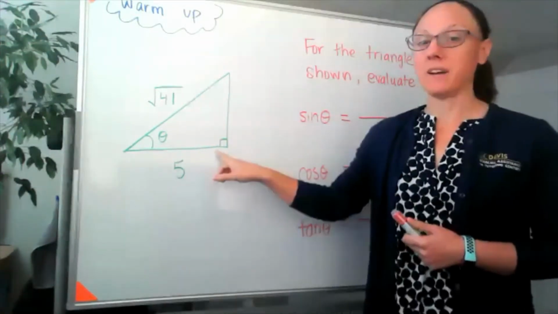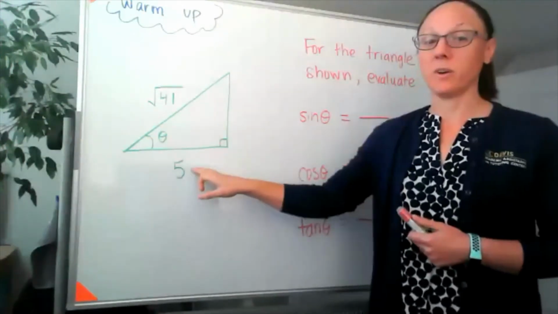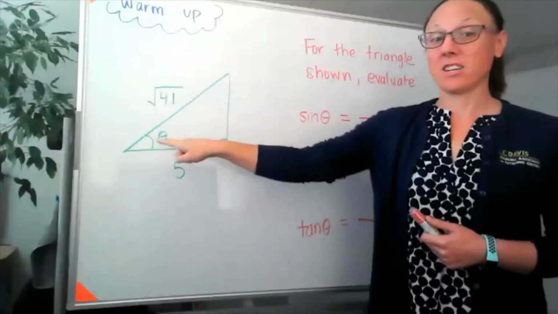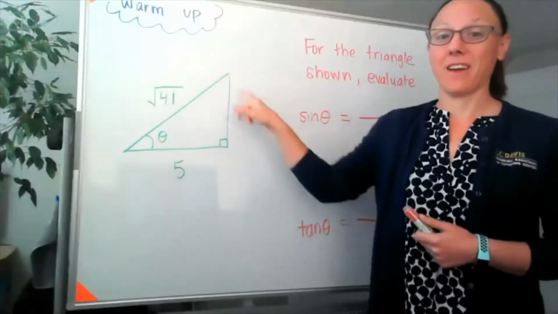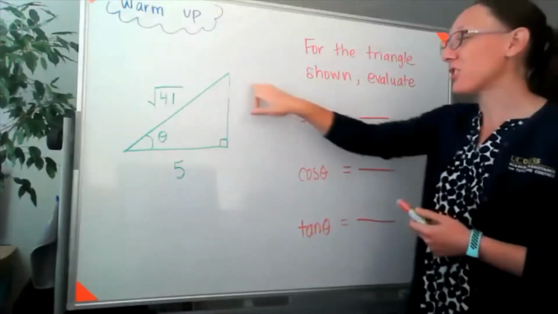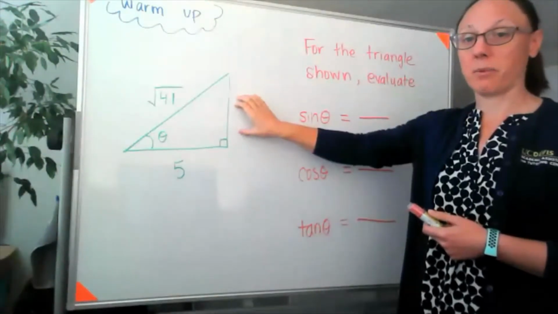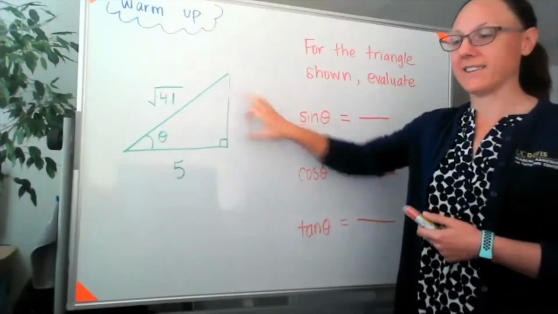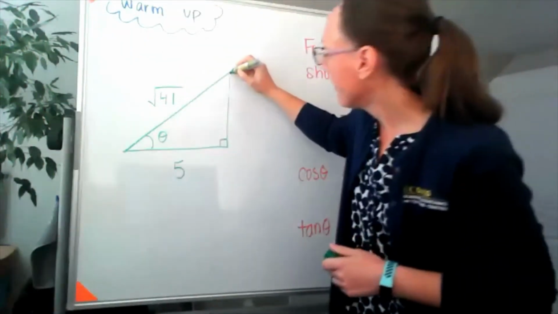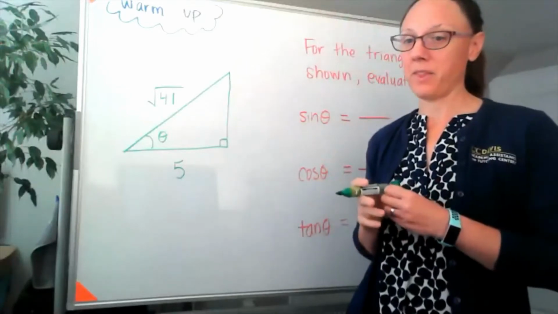This 5, because it's on the side that's touching that angle and not the hypotenuse, we call the adjacent side. The side that is not touching the angle and is not the hypotenuse, we call the opposite side. On my triangle, I didn't give us the value of the opposite side. So we're going to have to start by figuring out what the height is on that opposite side, which means I'm going to use the Pythagorean theorem.